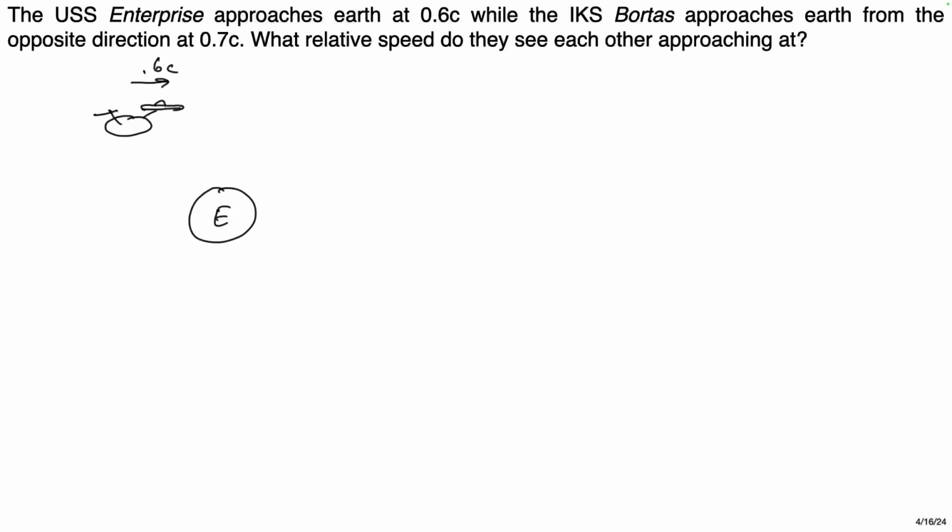And then the Klingon ship Bortas is coming from the opposite direction at a different speed. Klingon ships look a little bit like this. And it's going at 0.7 c. And again, the 0.6 and the 0.7 are measured by who? Earth. So, based on our definitions, what is V1?